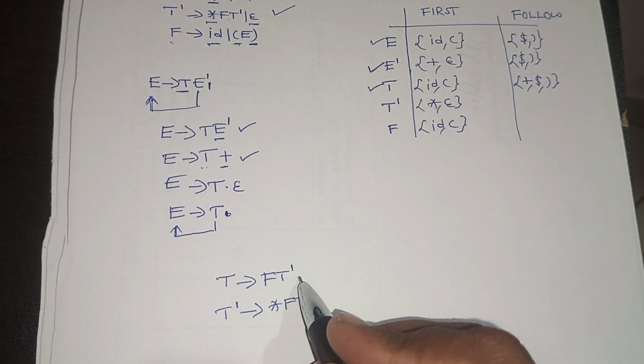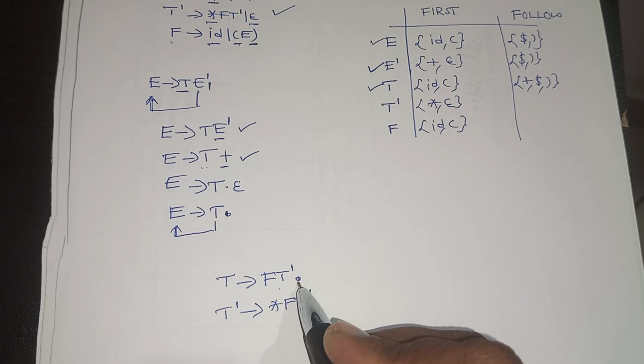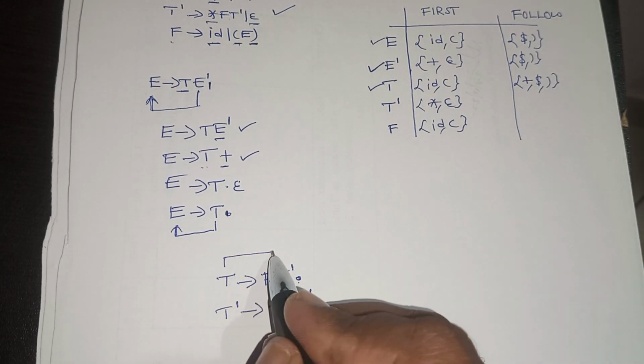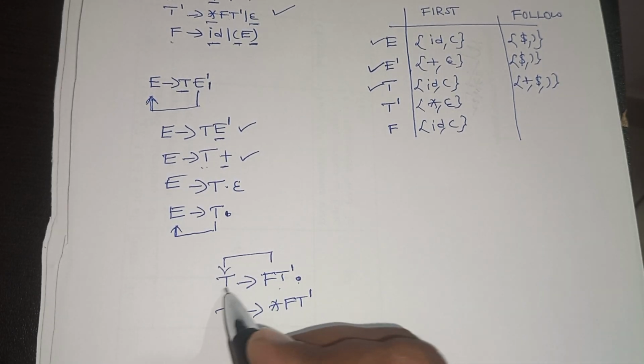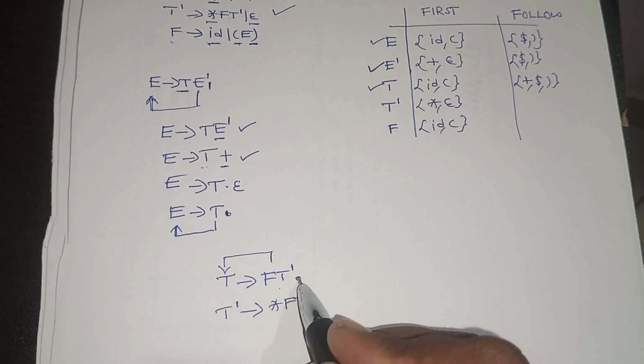Now take this one. What is follow of T dash? Nothing is present at the RHS of the T dash. Whatever the follow of T is, that is the follow of T dash. Why? Because there is nothing present here.